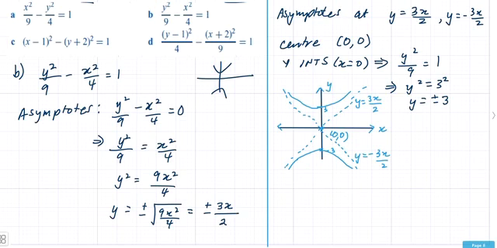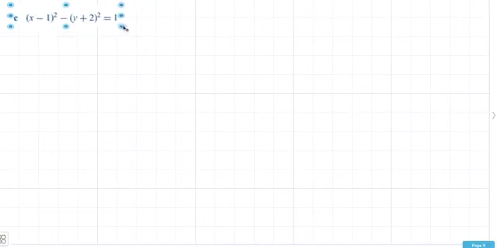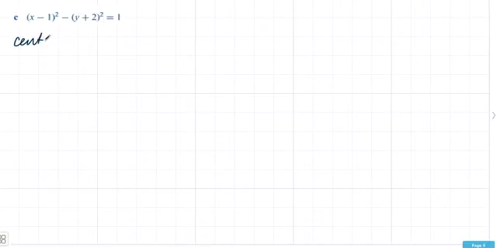All right. So again, for the last two, this one's kind of an interesting one. It's got a bit less going on. So we'll look at this again. So first thing I'm going to do is I'm actually going to do the centre here for this one. Centre is going to be at 1. Remember, it's always opposite sign, -2. That's the centre.